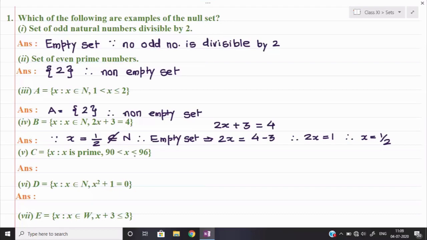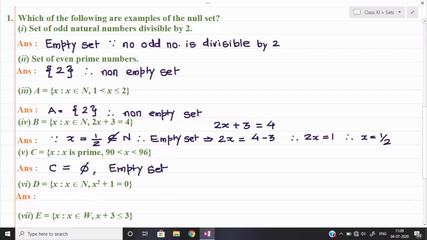91 is divisible by 13 as well as 7. 92, even number, so it is divisible by 2. Similarly, 93 is divisible by 3. 94, even number. 95 is divisible by 5, and 96 again an even number. So we can say that no prime number will be there. So the value of C will be equal to an empty set. There is no prime number we are getting in the list 91 to 95, so this will also be an empty set.